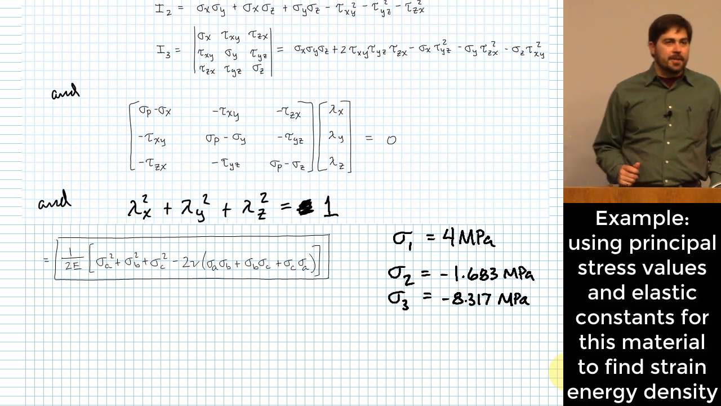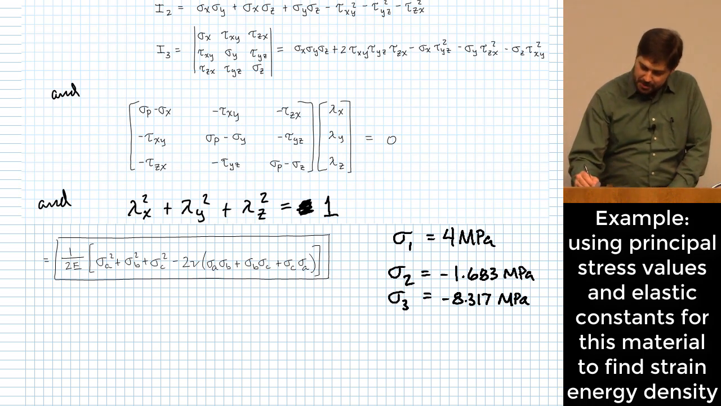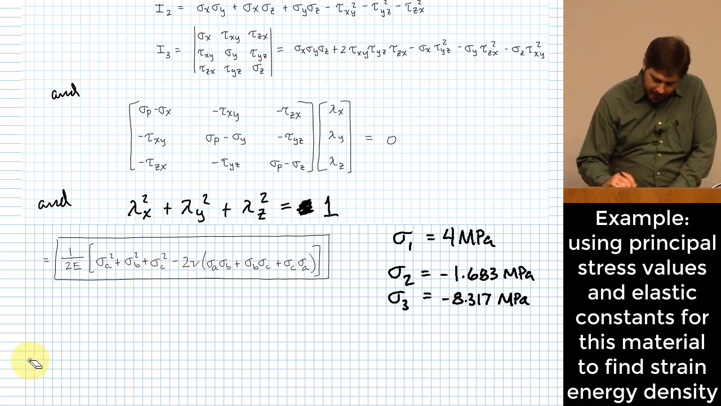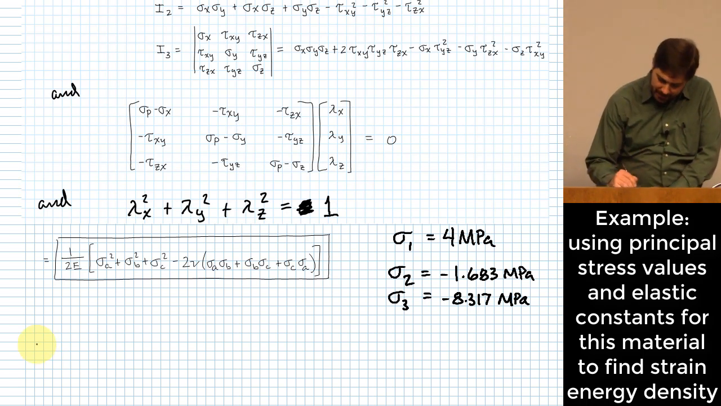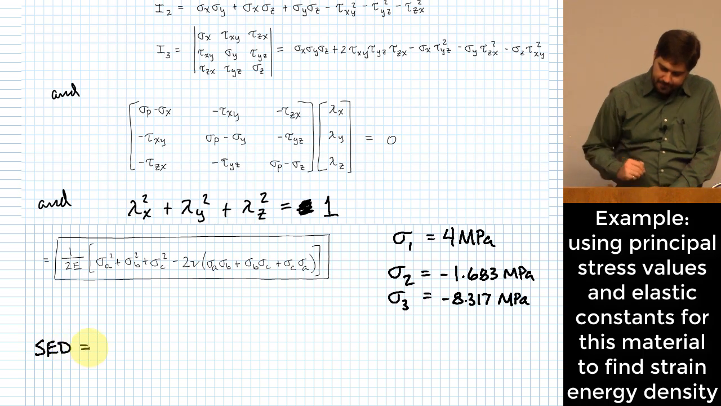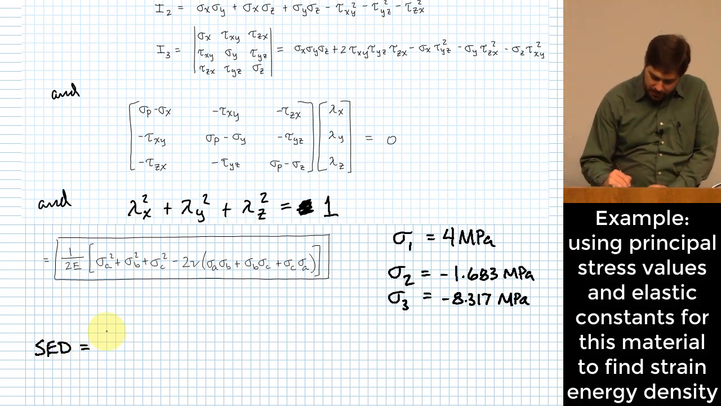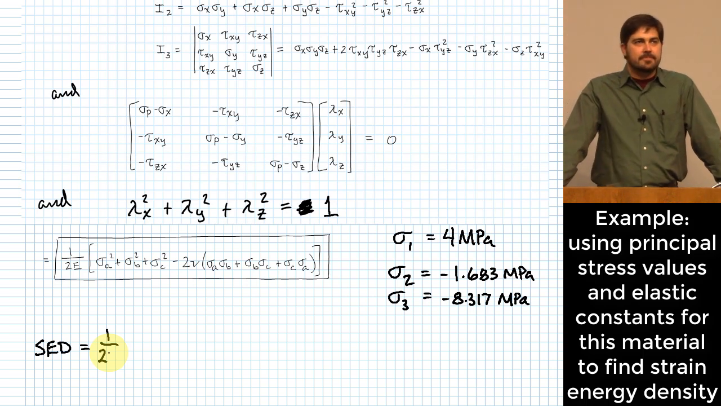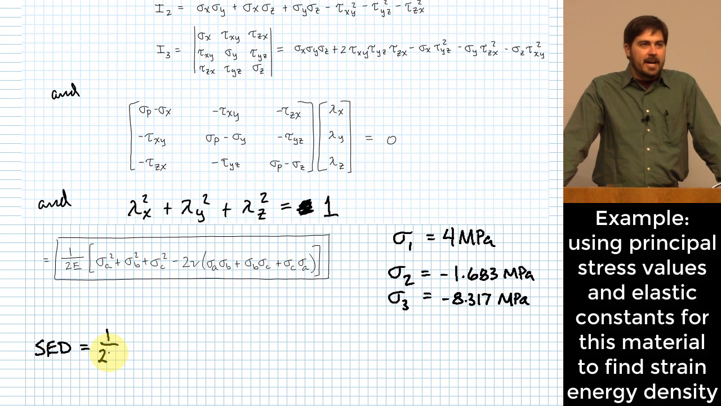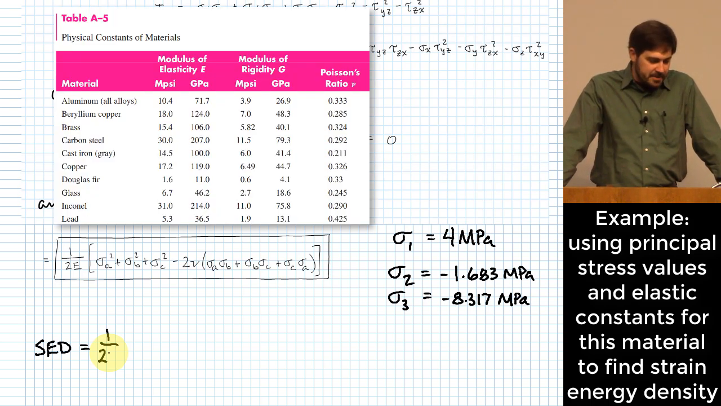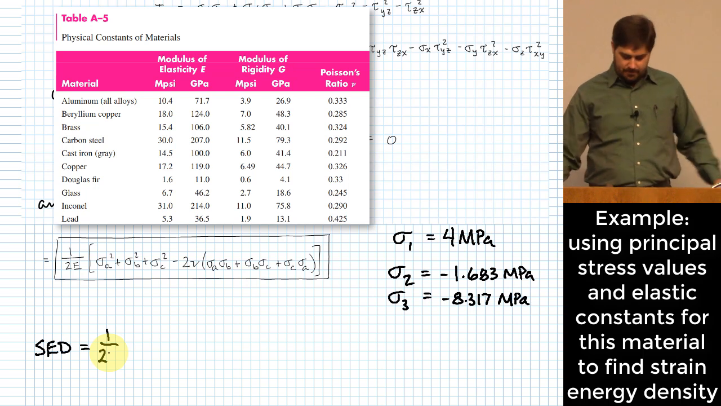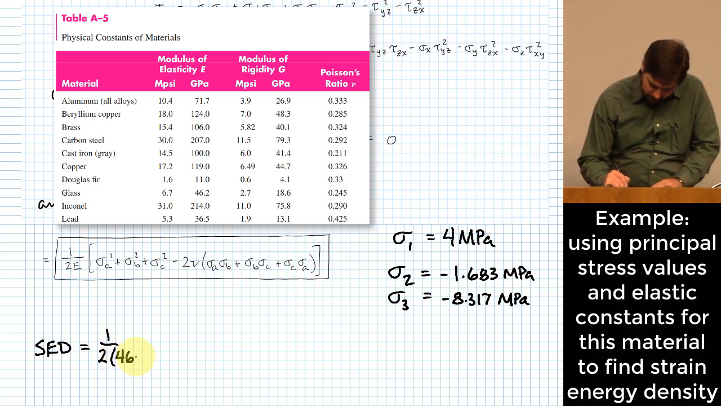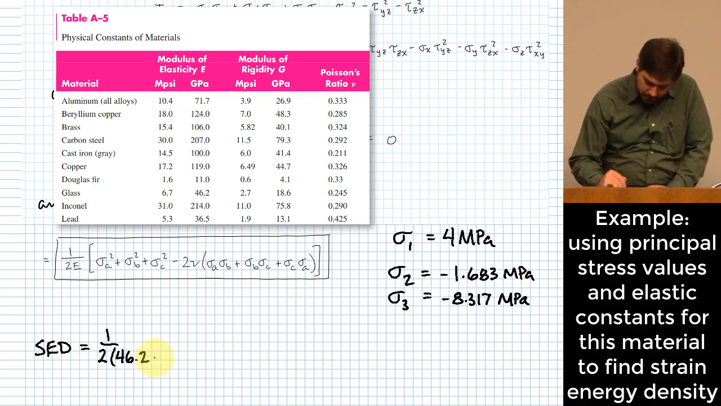Okay, so now let's find our strain energy density. All it is is just plug and chug at this point. I don't have a good letter for strain energy density, so I'm just going to abbreviate it SED. Strain energy density is going to be equal to 1 over 2 times... where do I get my elastic modulus for glass? We go back again to table A5. Table A5 has an elastic modulus listed for glass. It says that it is going to be 46.2 GPa. I'm going to write this as 46.2 times 10 to the 9th pascals.